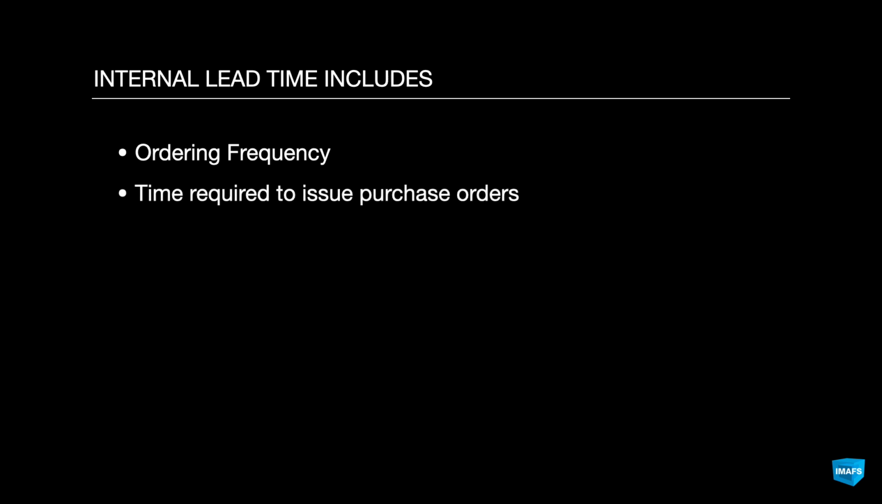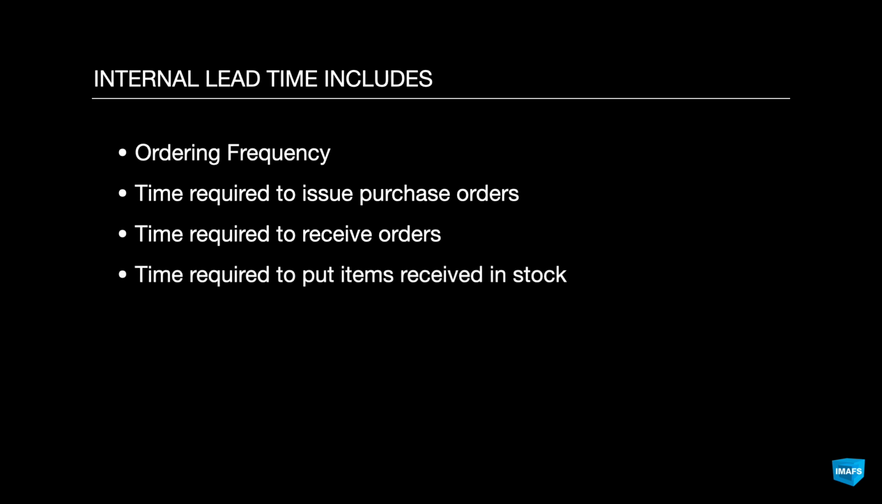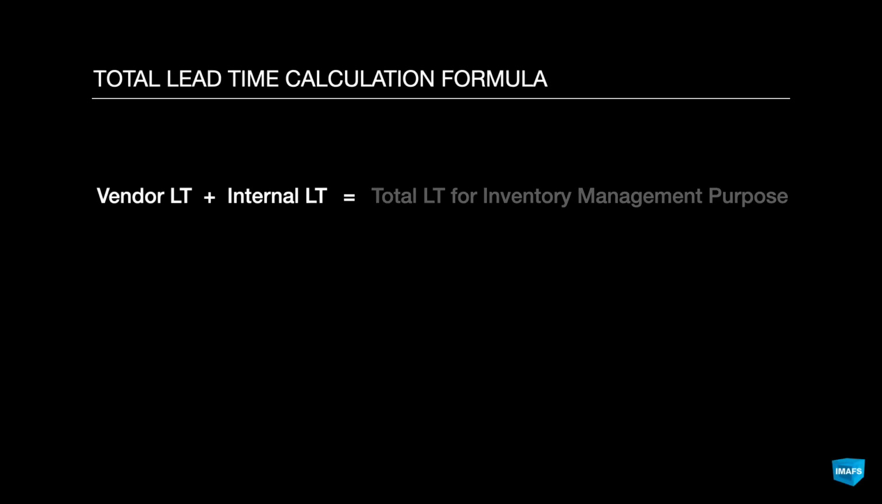Also, when we issue an information to the buyer, it's time to buy. If it takes 2 days to issue the purchase order, that's also part of the lead time. When we receive the goods from the vendor, if it takes us 2 days or 3 days at the warehouse to sort the material and get it ready for the put away, that's also part of the internal lead time. So typically we want to manage both the vendor lead time and the internal lead time. And for inventory management purposes, we are looking at the total lead time, the total of these two times.